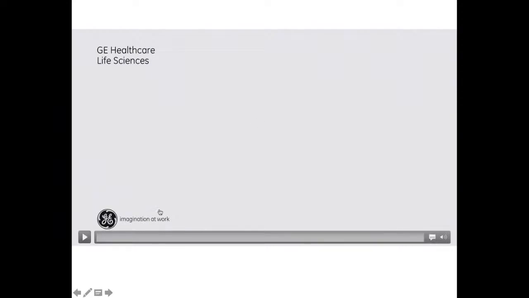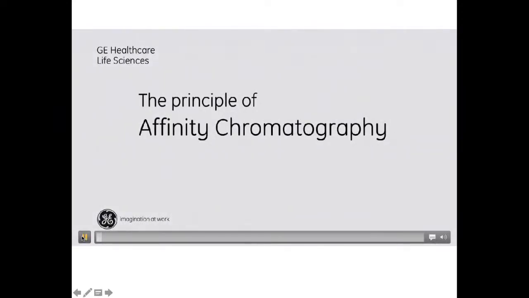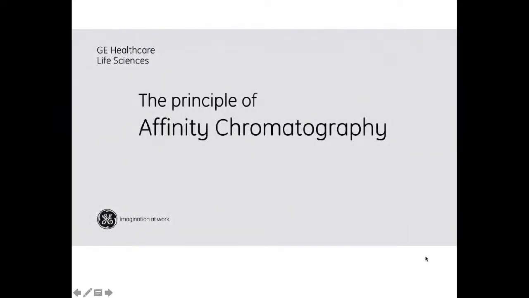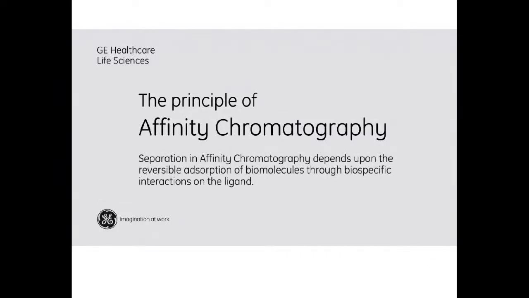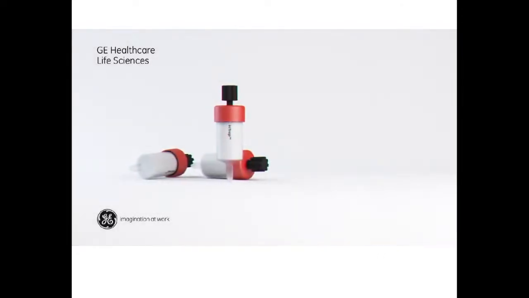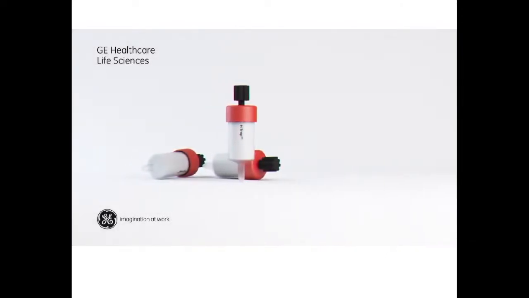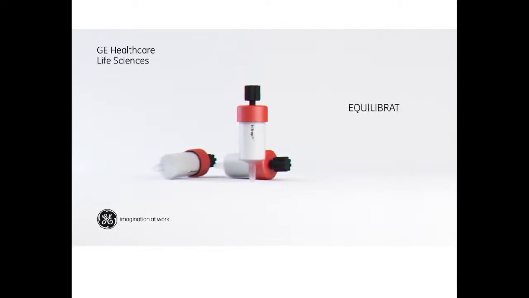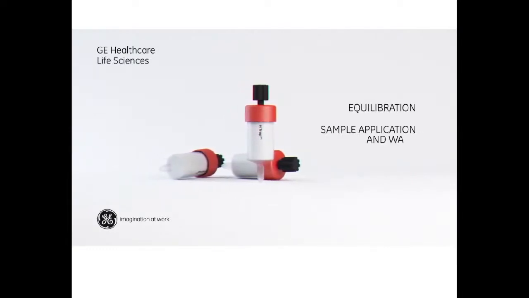So let's check how it is done. Separation in affinity chromatography depends upon the reversible adsorption of biomolecules through biospecific interactions on the ligand. Most affinity chromatography experiments are performed in three main stages: equilibration, sample application and wash, and elution.